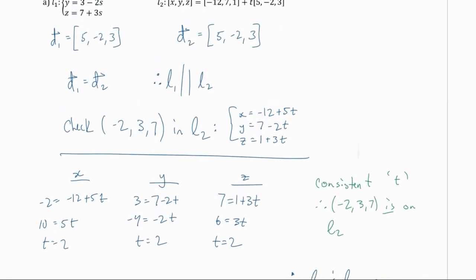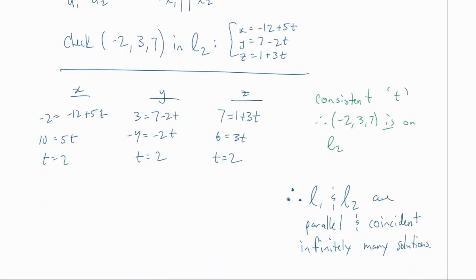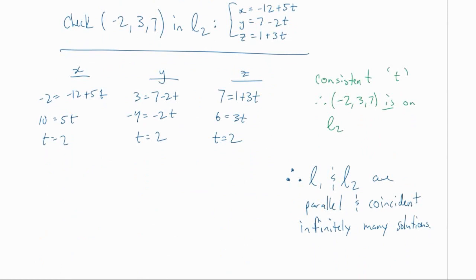Okay, so in this case, I compared the direction vectors. That helped me to realize that the lines were parallel. And so I chose to check a point on one line, on the other line, the point that I know is on one line, check it in the other line. Obviously, don't check it in the same line. That's not going to help. Check it in the other line. And as long as you get a consistent t, that means that the point is on a line, which means they have to be the same line.